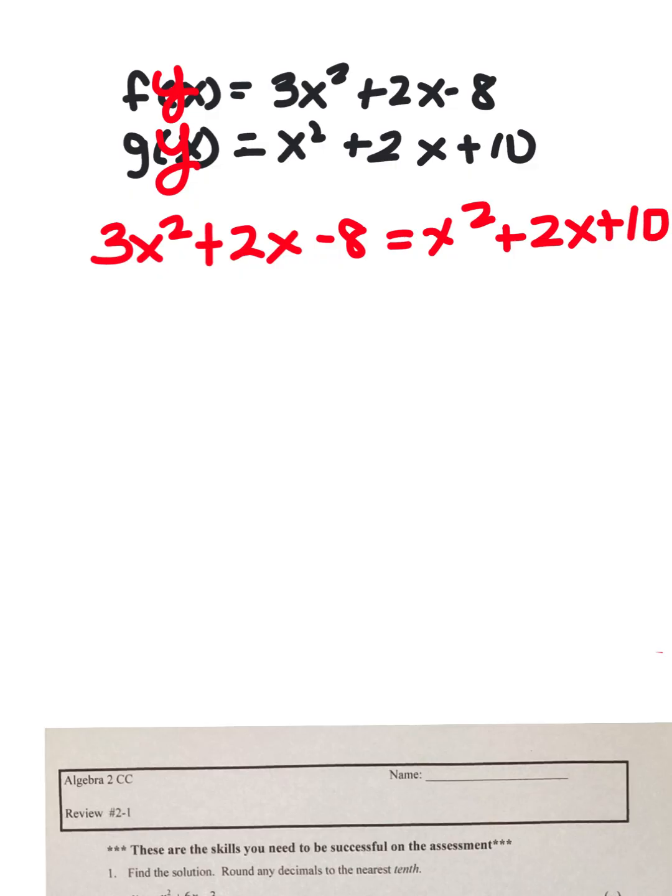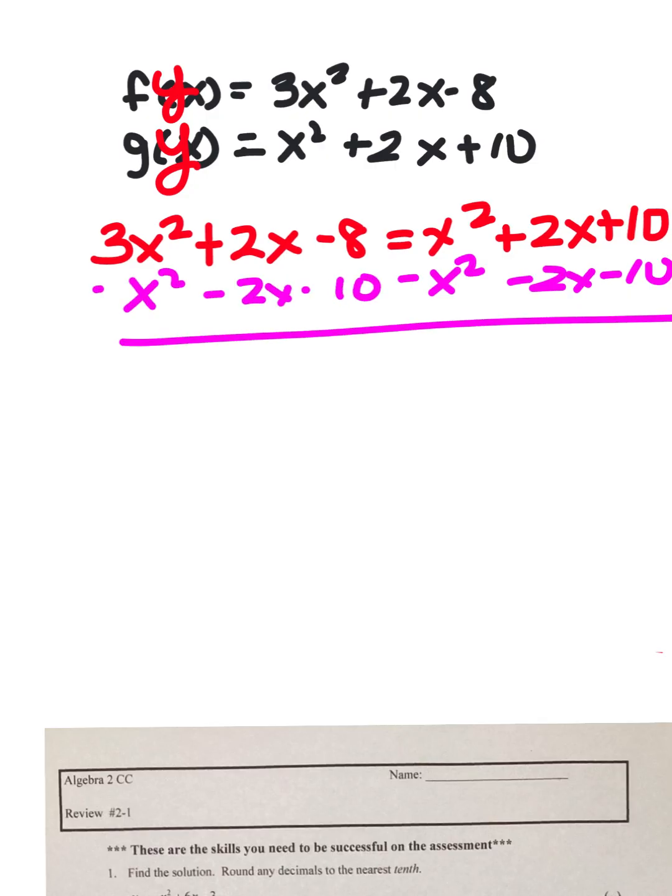Now, it is a quadratic. I have to move everything over to the left. So I'm going to minus x squared, minus 2x, minus 10. So I get 2x squared. Oh, this is nice. That cancels. And I get negative 18 equals 0.